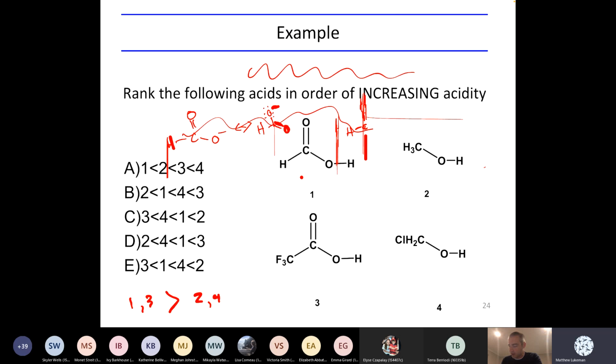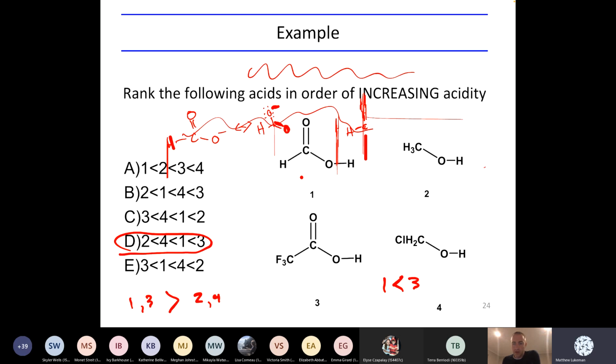So 3 is going to be the strongest acid, and I see this is increasing acidity, so 3 is going to be the one on the end, followed by 1. And in fact, looking at our possible answers, we've already kind of narrowed it down to D, but we'll continue looking at the other 2, 4, and 2.